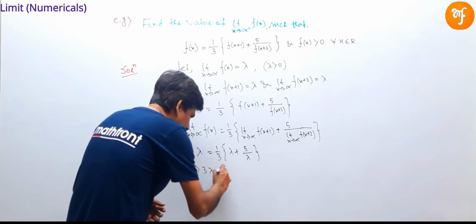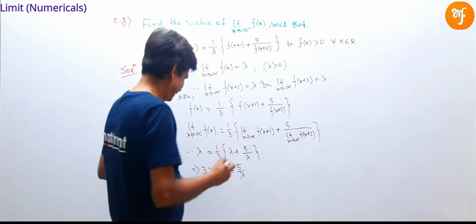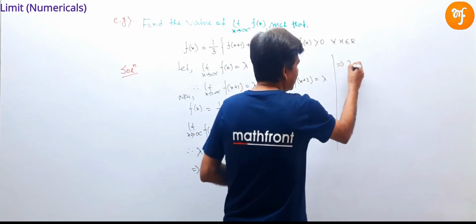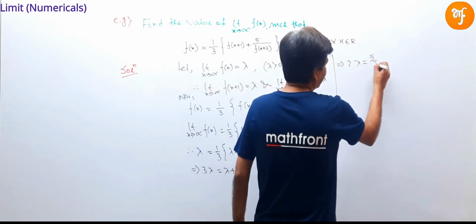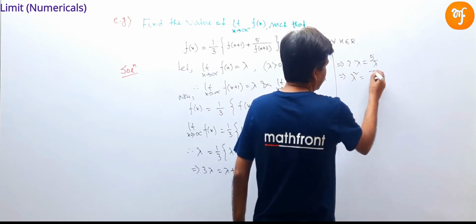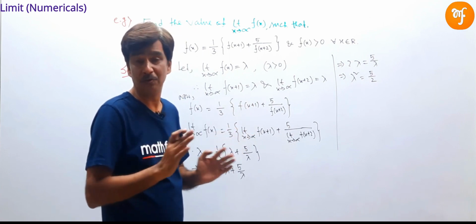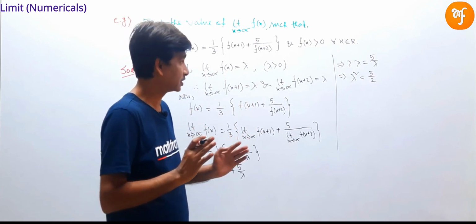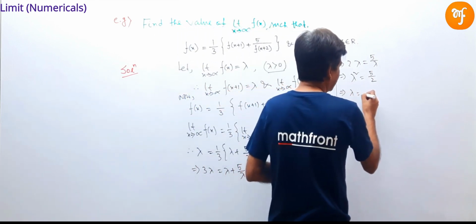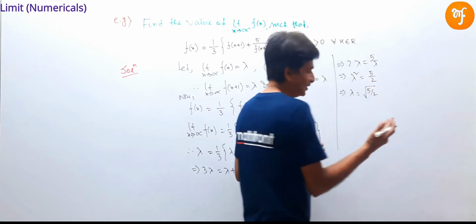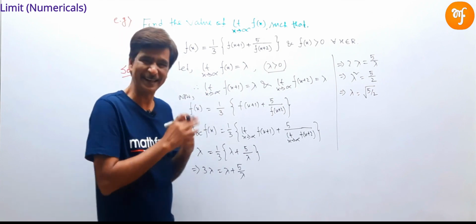this is 3 lambda is equal to lambda plus 5 by lambda. Okay. So in the next step, it is 2 lambda is equal to 5 by lambda. So definitely the value of lambda squared is equal to 5 by 2. So the value of lambda is obviously root over 5 by 2, not plus minus root over 5 by 2, because lambda is greater than 0. Okay. So the value of lambda is equal to square root of 5 by 2. So in this way we can easily solve this numerical. I think it is a very good trick and easy trick, okay, and interesting trick also.